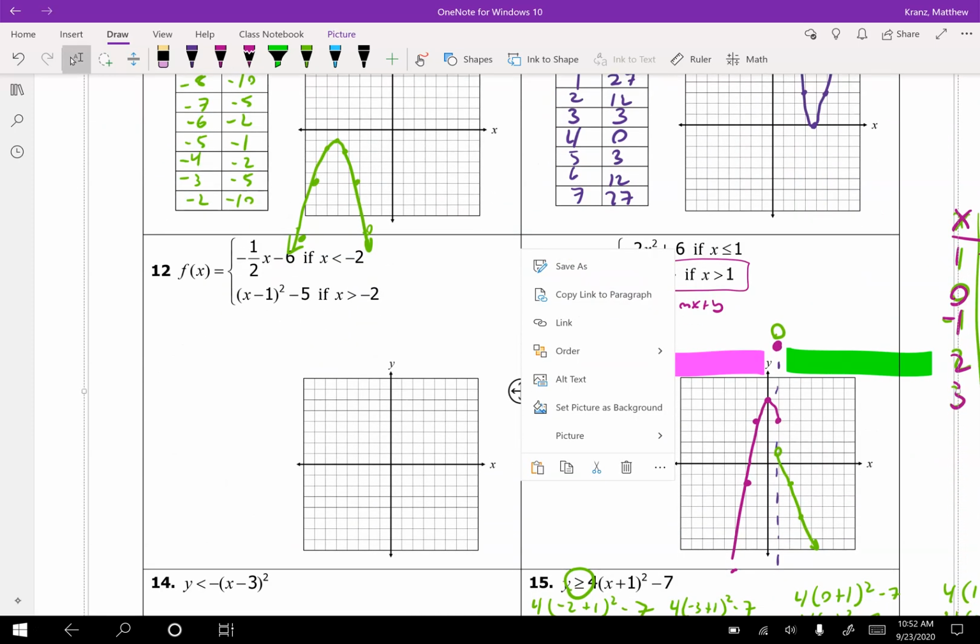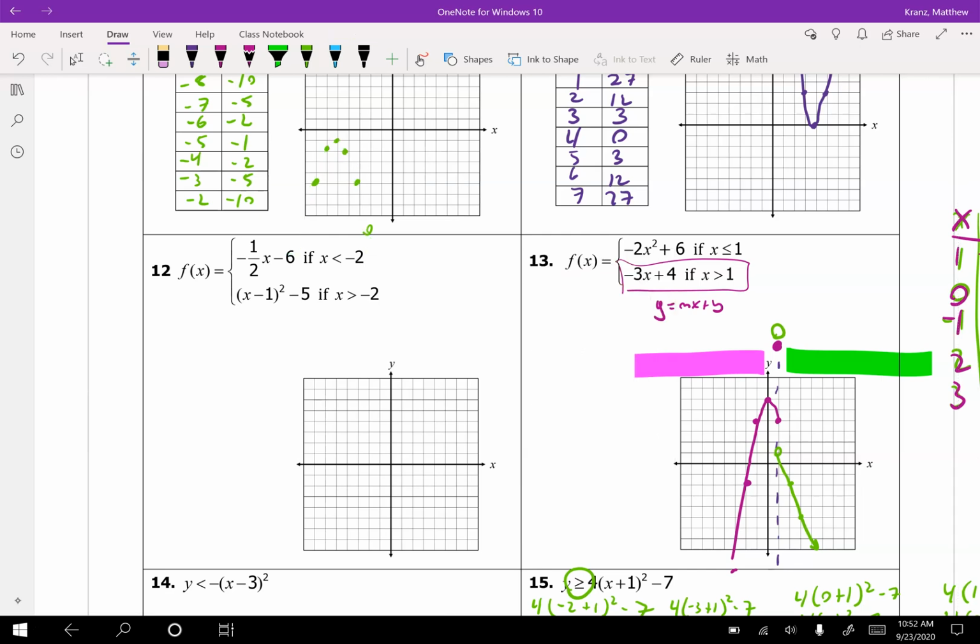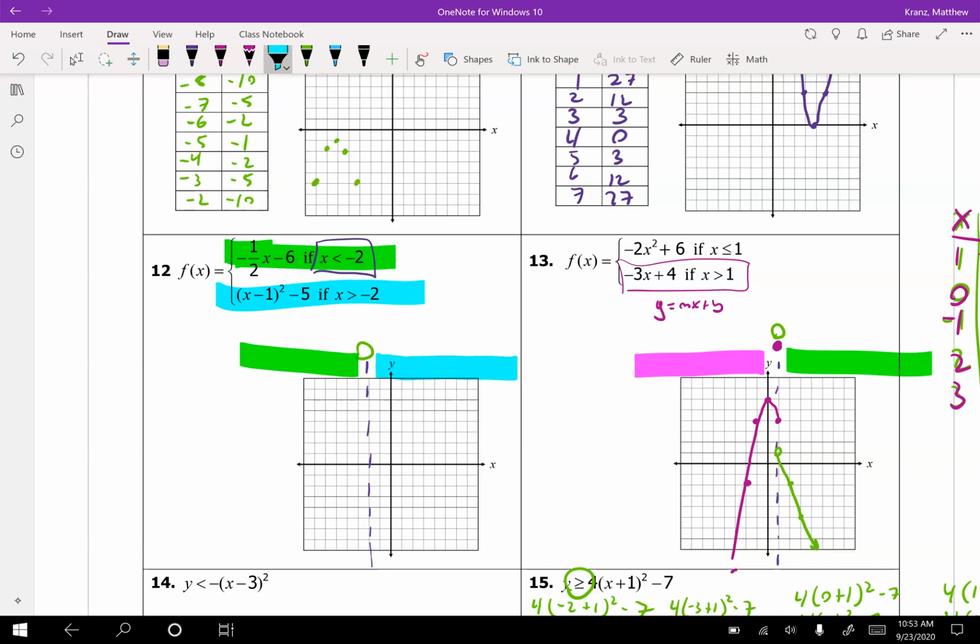All right, so now number 12 is another piecewise function. I'm going to go ahead and erase this. I'm going to once again use my colors to help me out here. Now this first one, this blue one, tells me that x is less than negative 2. So less than negative 2 is right there. That's negative 2. And that tells me my green one's going to have an open circle. So that means this one's going to be on this side. The blue one, which is greater than negative 2, is going to be on that side. And guess what? It also has an open circle. So it's never actually going to be defined at negative 2.